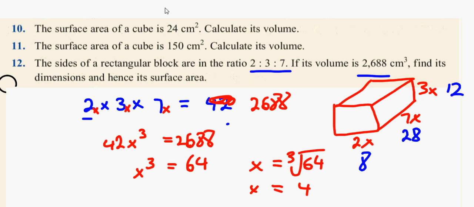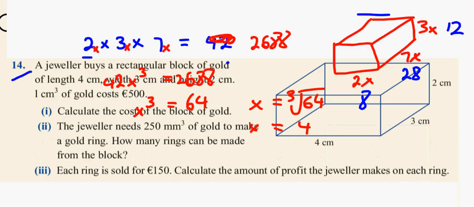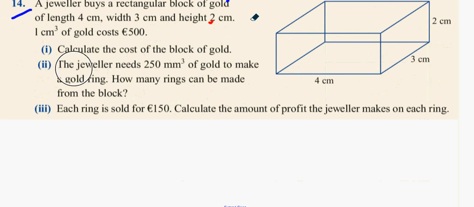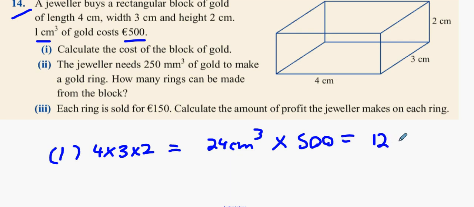I think 14 is buried down here somewhere. Ah, there you are. 14. Now, okay, what do we have next, lads? He buys a block of gold, and it's 4 by 3 by 2. What's 4 by 3 by 2? What's the volume of it? 24 centimeters cubed. And what do we need to multiply that by to calculate its worth? Multiply it by 500. What do you get? 12,000 euro is how much that block of gold is?